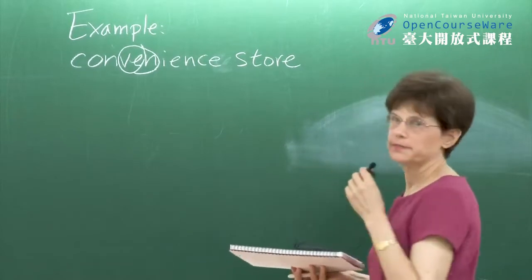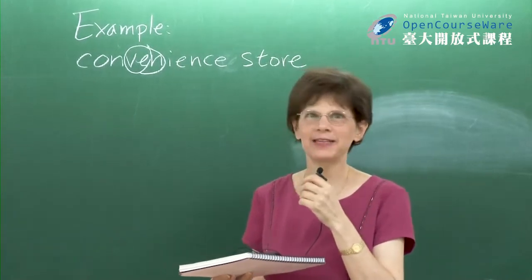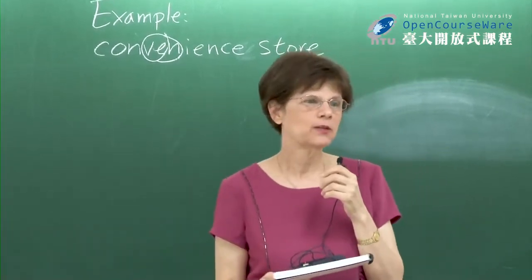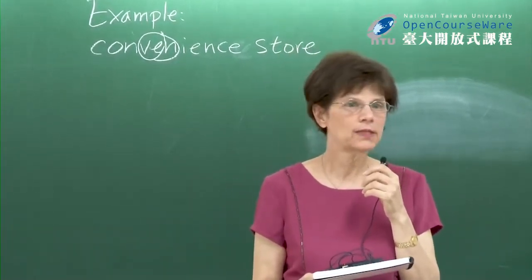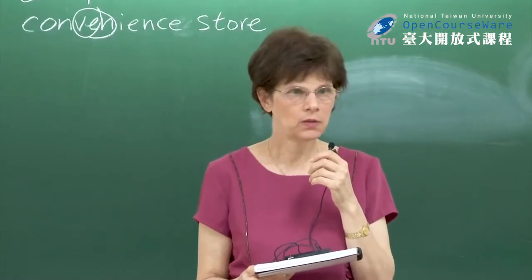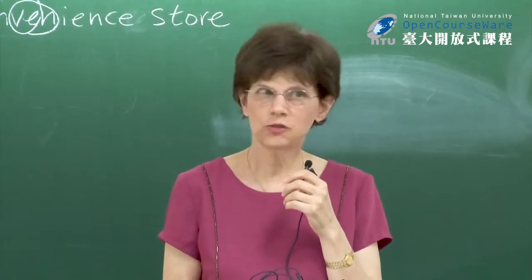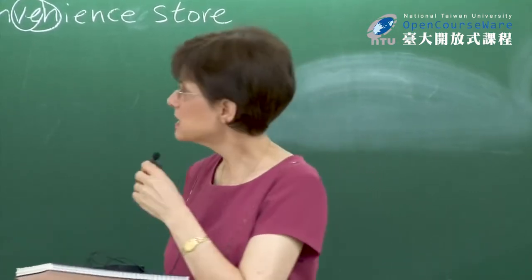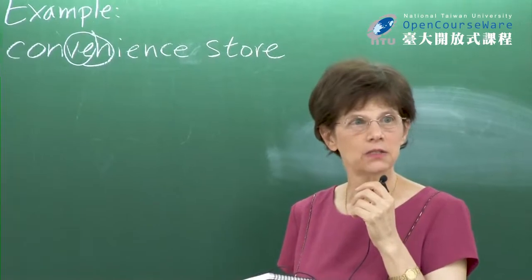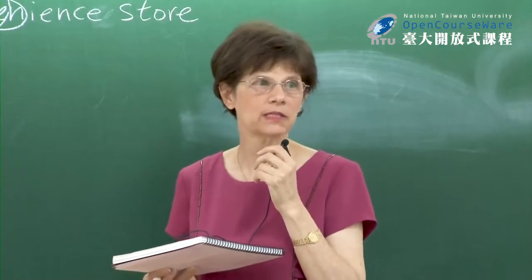Now, what else do we circle? You can see from my reaction something's wrong. Every time they see my reaction, they go, wait a minute. We've talked about the rules of compound noun stress, is that right? What are the rules? If we have a noun that modifies another noun, the second noun that is modified is not stressed. That's the rule. Therefore, what else do we circle here? Nothing. Convenience store. Nothing else is circled. Veen is the only stress that we have in this compound.